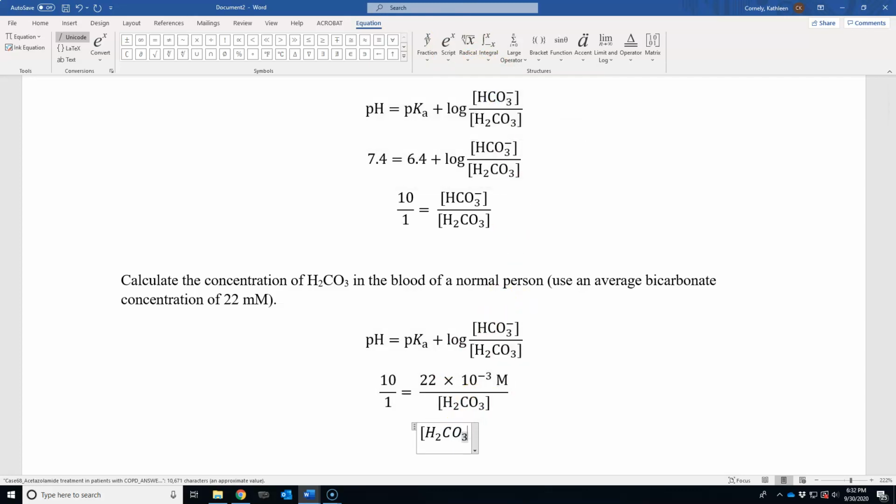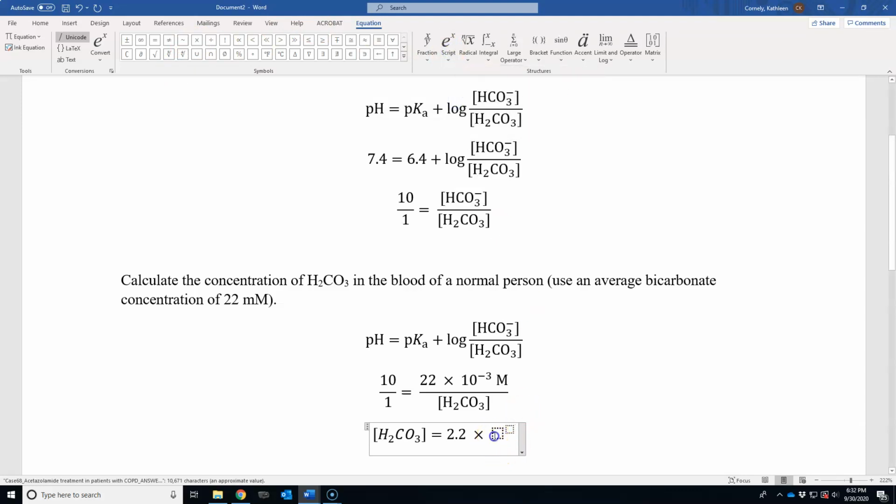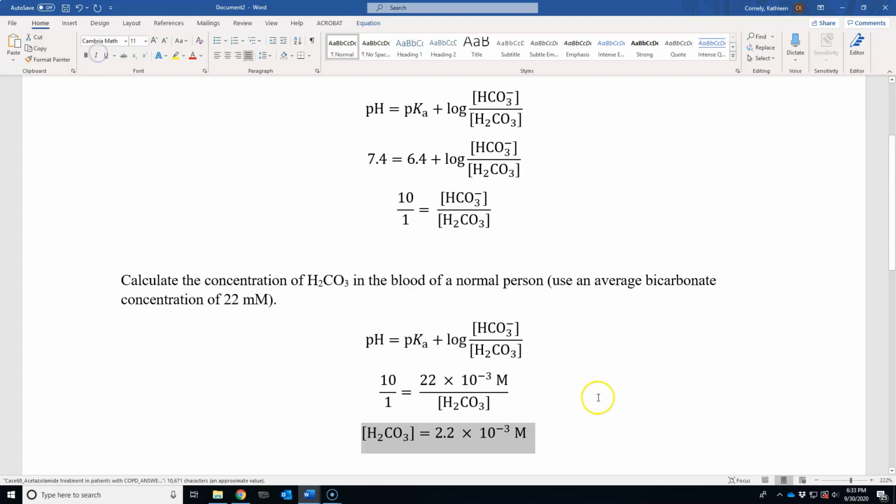O, 3, right arrow, bracket, equals 2.2, and again I want a multiplication sign, times 10 to the minus third, so I need a superscript. 10, right arrow, minus 3, right arrow, molar. And again, I'm going to highlight this whole thing and go back to home and unclick the italics because I don't want this to be italics. So that looks pretty good.